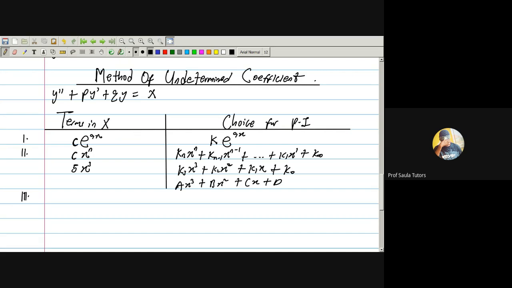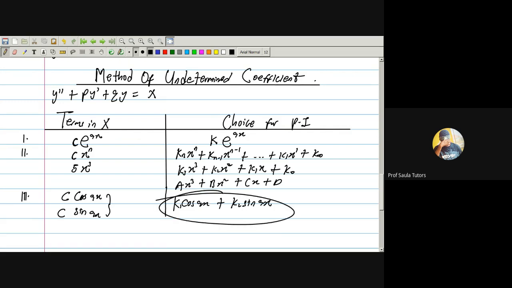Now, what if we have cos of ax, or you have sine, or both? What will you do? Both of them have the same thing to do. You'll be having k1 cos ax plus k2 sine ax. This will be your guess. Just copy this down, then I will solve questions on it.